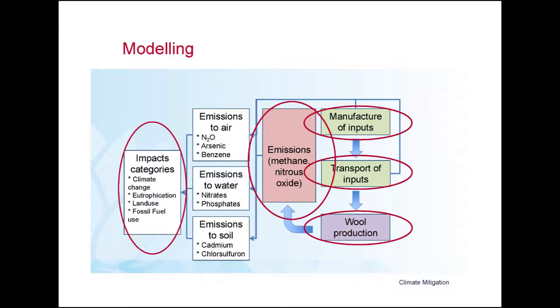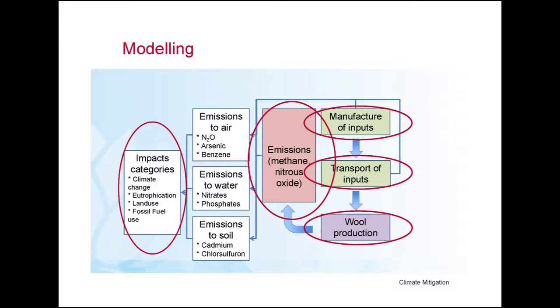So I'm just going to try here and explain this whole cradle to farm gate thing. If we have inputs, in this instance, an input is tractor fuel. So we include the manufacture of that tractor fuel. That has to get transported to farm, so then we include the impact of the transport to farm. Then all these things go into the production of wool in the sheep. The sheep in that process of producing wool give off things like methane and nitrous oxide. Don't worry about that middle step.